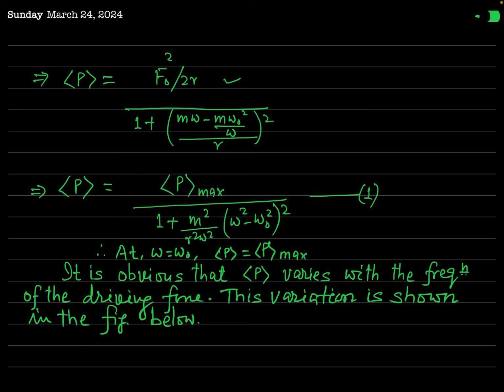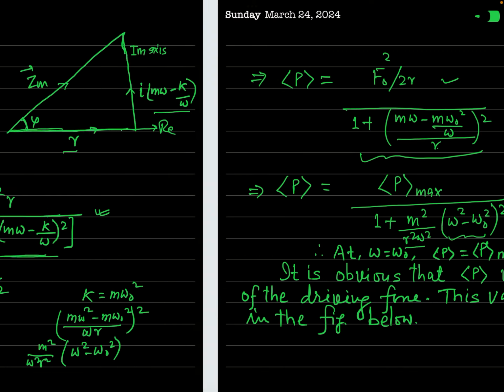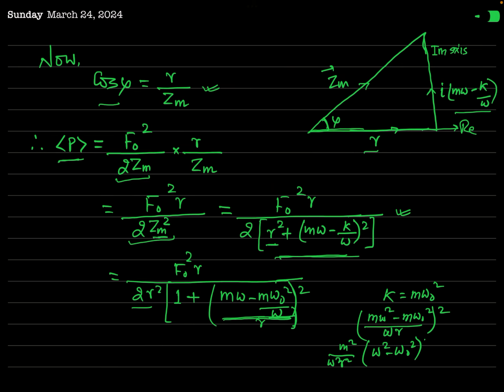This is F naught square over 2R, divided by 1 plus this much, (m omega minus m omega naught square) over (omega R) whole square. But as I have simplified this second term in the denominator, you have seen this is simply equal to m square over R square omega square times (omega square minus omega naught square) whole square. There is a whole square here.